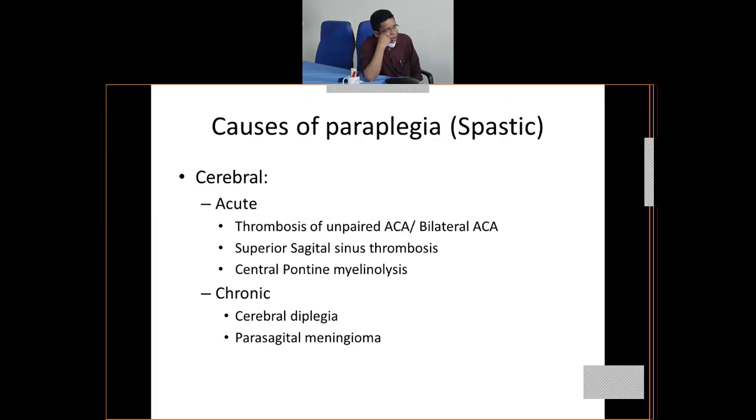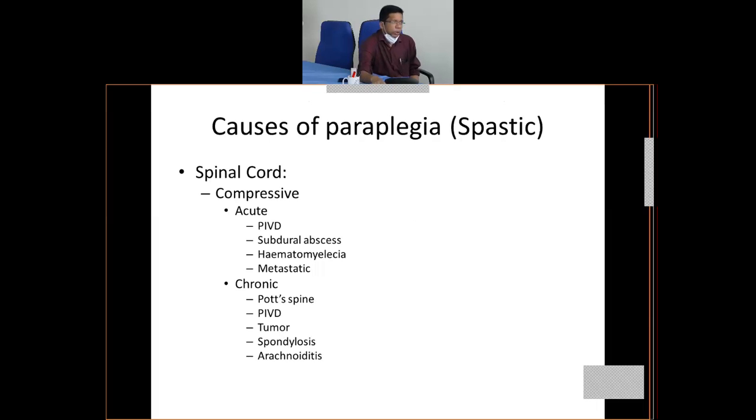It may be acute and it may be chronic. The most important amongst all is thrombosis of the unpaired anterior cerebral artery or bilateral anterior cerebral arteries. Second is superior sagittal sinus thrombosis. Third is central pontine myelinolysis. And in chronic, cerebral dysplasia, and second, parasagittal meningioma, and sometimes in hydrocephalus also you may get paraplegia. I'll come to those one by one. First I'll discuss the causes, then I'll come to each separately. So these are the central causes of paraplegia, which you can divide as acute and chronic.